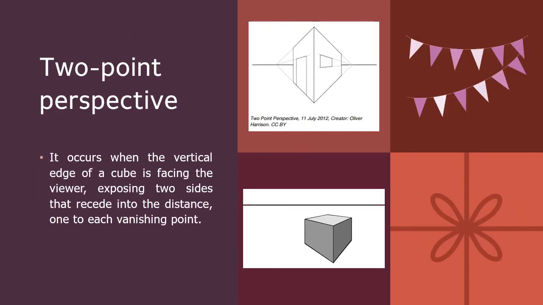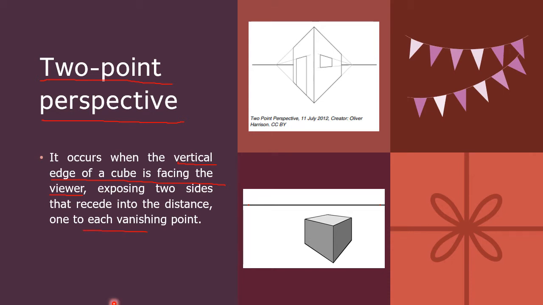We also have the two-point perspective. Two-point perspective occurs when the vertical edge of a cube is facing the viewer, exposing the two sides that recede into the distance, one to each vanishing point.